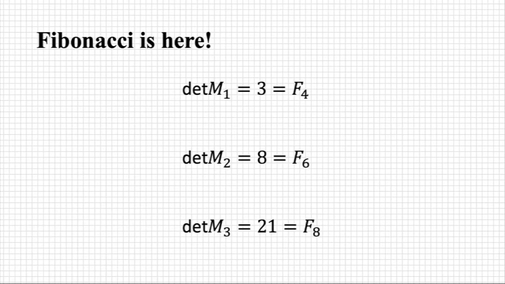One interesting observation, though, is that we can use the idea of Fibonacci numbers. So take a look at this. The determinant of M1 is equal to 3. The determinant of M2 equals 8. The determinant of M3 equals 21. But all of those numbers are actually Fibonacci numbers. In fact, 3 is the fourth Fibonacci number, 8 is F of 6, and 21 is F of 8.